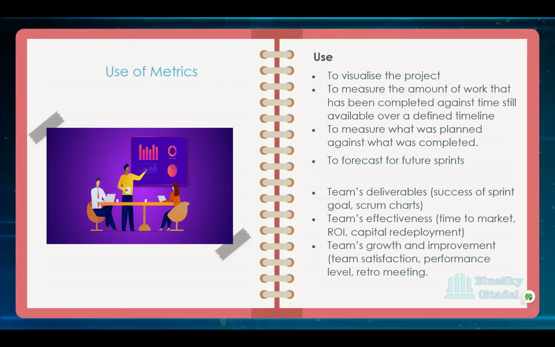You can use to measure deliverables. You can use to measure the team's growth. How is the team growing? Their satisfaction is a way to measure their growth. The performance level is a way to measure their growth. And then they can put improvements in place.